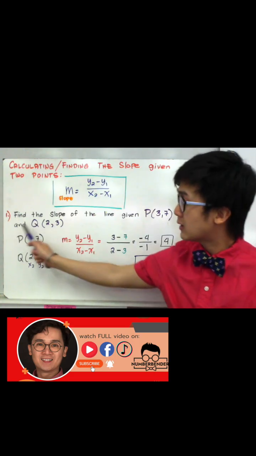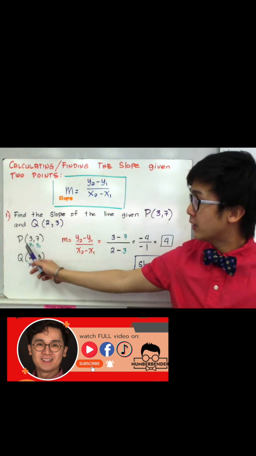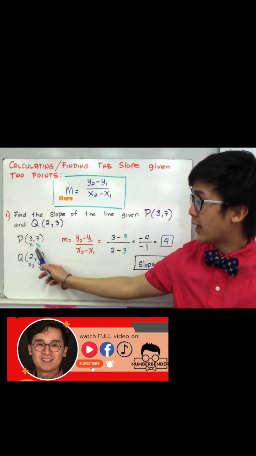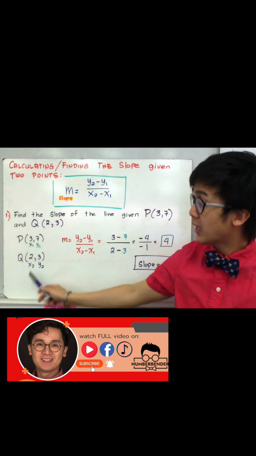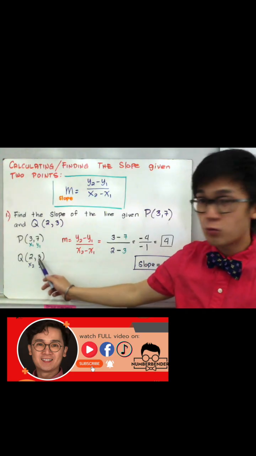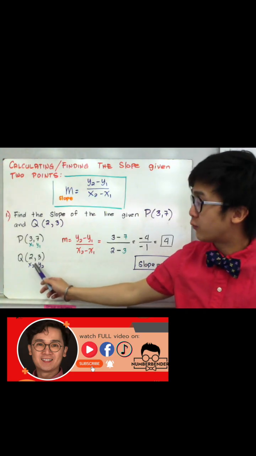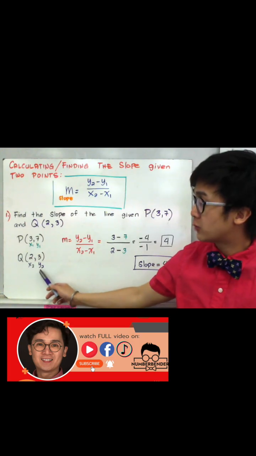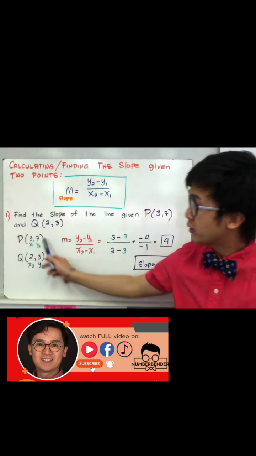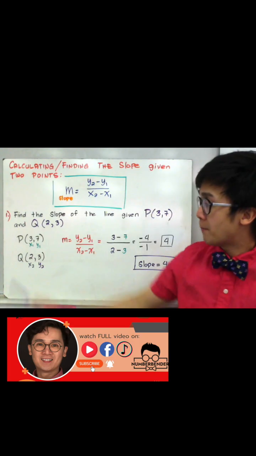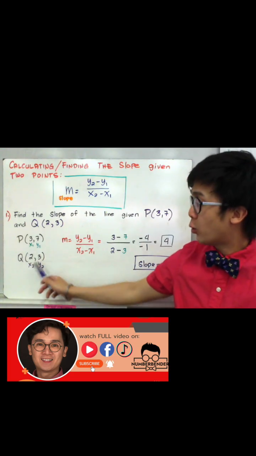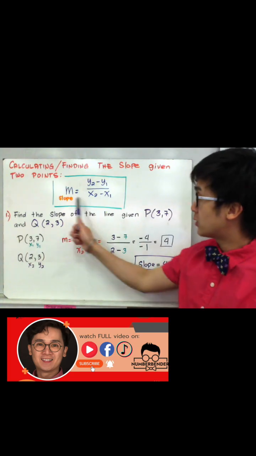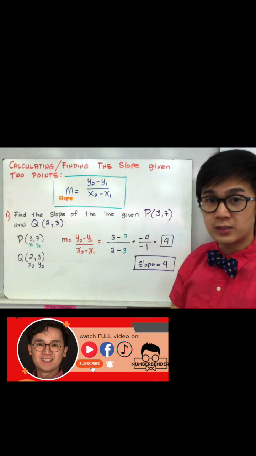Since this is our first set of points, we'll have x sub 1 equal to 3 and y sub 1 equal to 7. And for Q, which is 2 and 3, our second set will have x sub 2 equal to 2, and y sub 2 equal to 3. So after you have labeled your points using the ordered pairs, we'll be able to use the formula in finding the slope of this line.